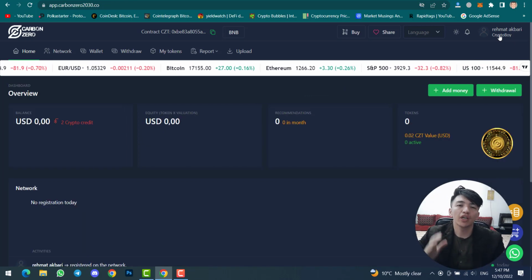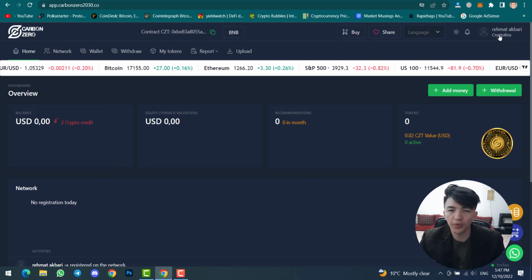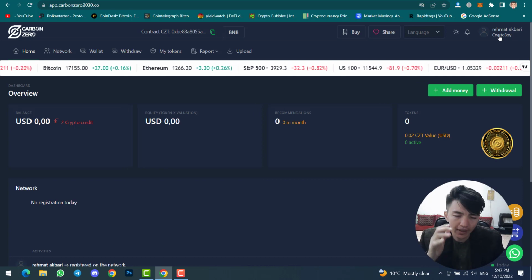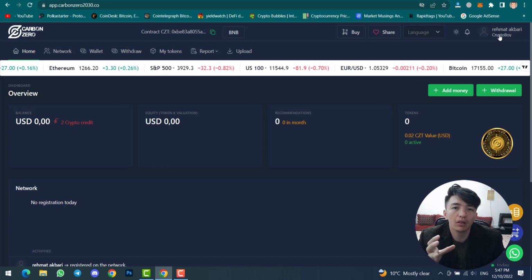So this is how you can participate in the presale. This is how you can buy this token at the lower price. You can sell it at the higher price. So I can tell you this token is for the long term. Just hold it for 2 years, 3 years in order to get huge profit, because the project looks very strong.